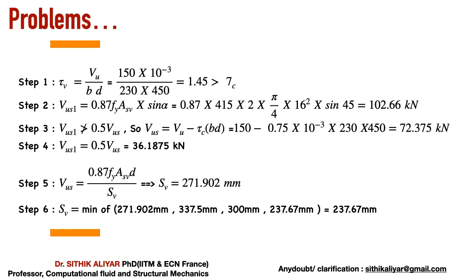So you see step 6, 271 mm we just calculated with the shear force of 36 kilonewton, and 337.5 is nothing but 0.75 d, 300 mm is as usual the IS 456 limit, and 237.67 is nothing but the minimum shear reinforcement spacing which we calculated 2 problems before for the same beam. Okay, so the minimum of everything is 237 mm, so although you have bent up bars, you should provide a spacing of 237 mm.